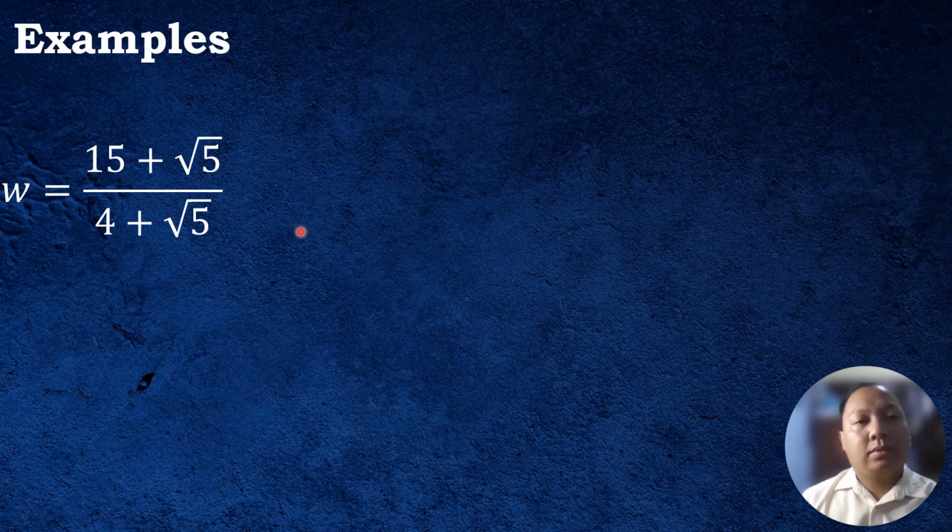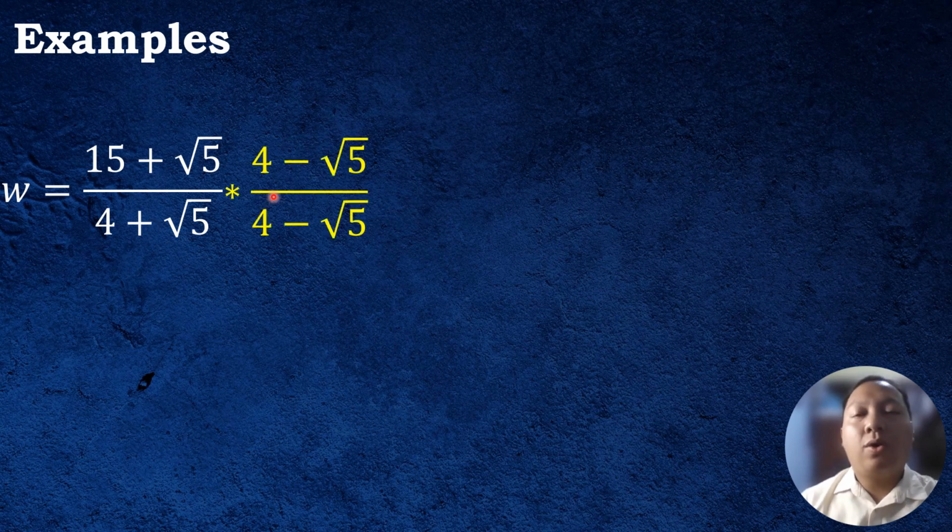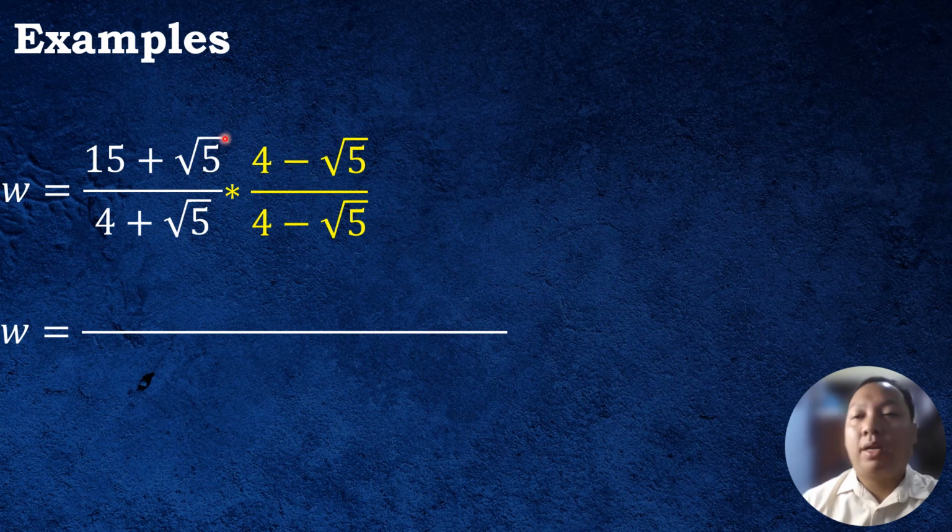Now, kung natatandaan nyo, ito rin yung example dun sa rationalizing the denominator. Kaya, i-explain ko ulit siya. Now, since ang denominator natin ay hindi naka-rationalize, kailangan natin siyang i-multiply sa 1. Pero ibang anyo ng 1, which is yung conjugate ng denominator or kabaliktaran, which is 4 minus square root of 5. Now, isa-isahin natin. Sa numerator, mag-FOIL method tayo.